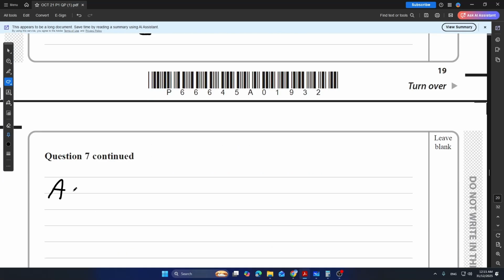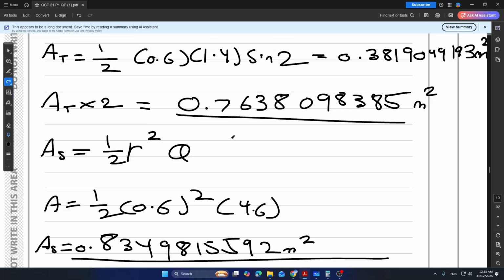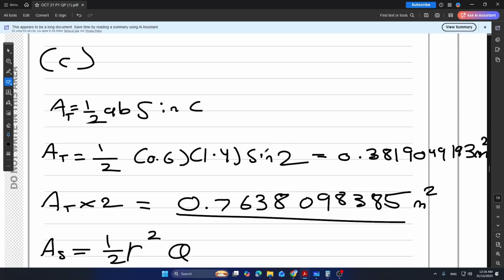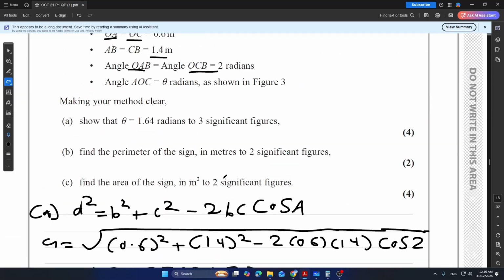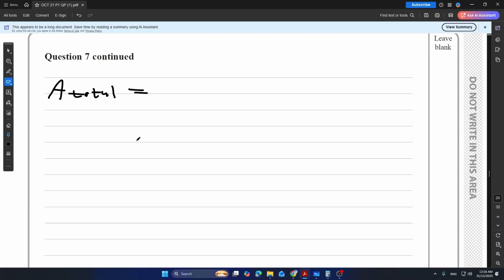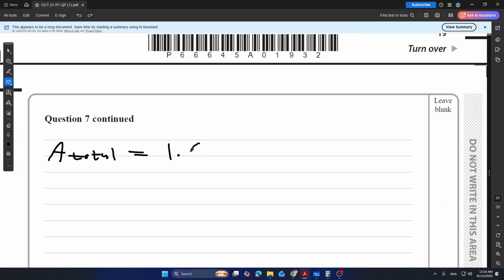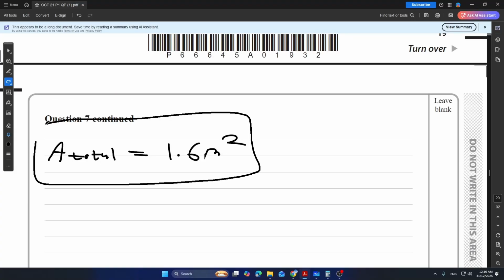So area total equals, just add them together. So this answer plus 0.78630809, not times, plus 0.8385, and the answer is going to be, it wants the answer in 2 significant figures, so 1.6 meters squared, and this is the answer.